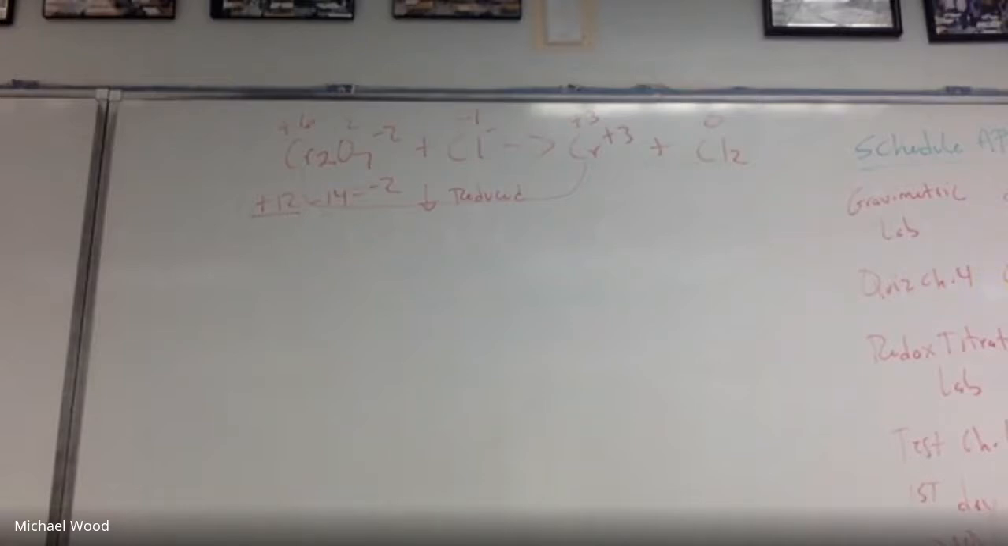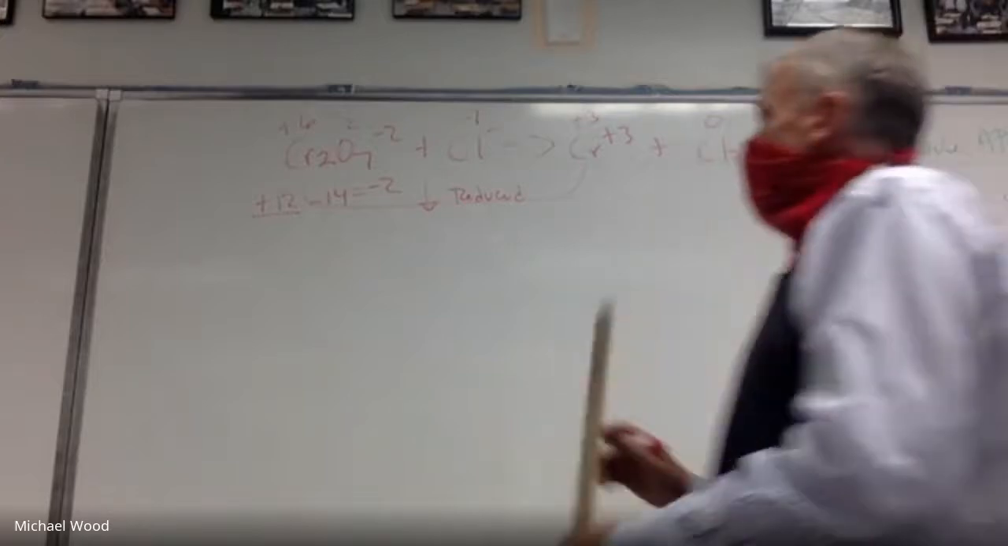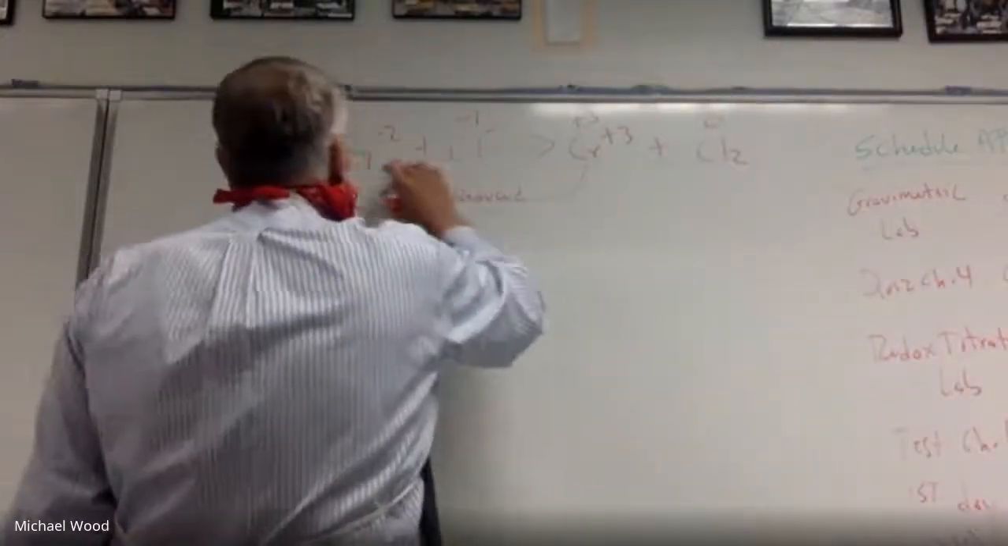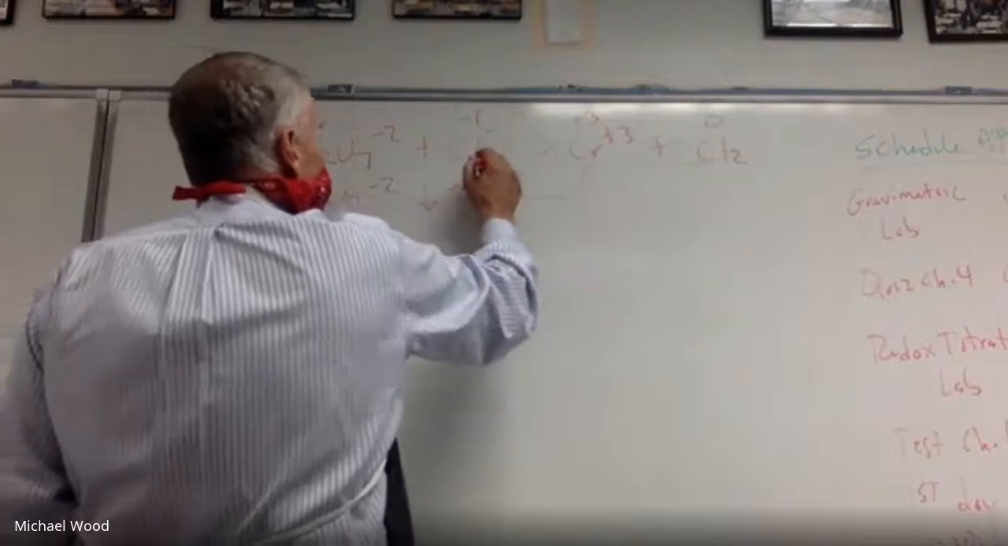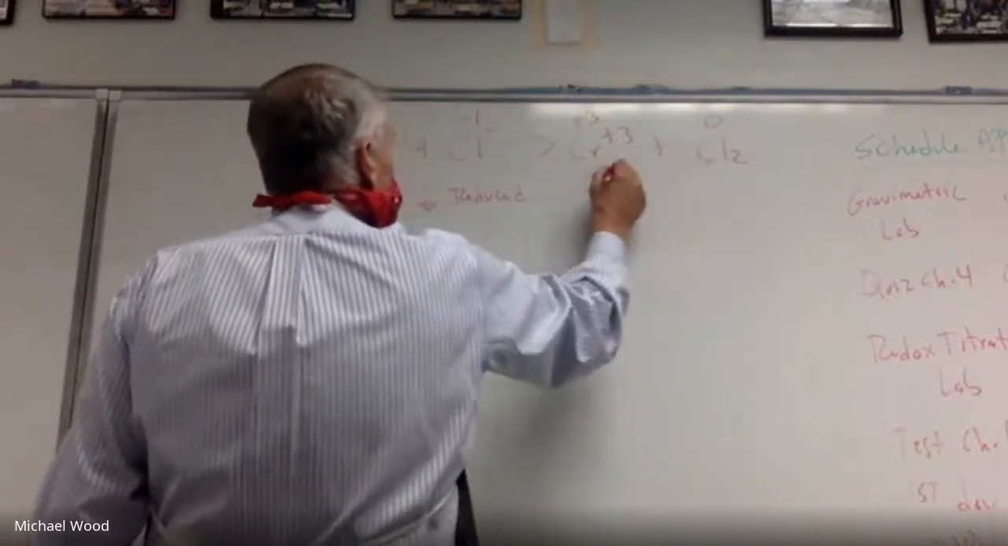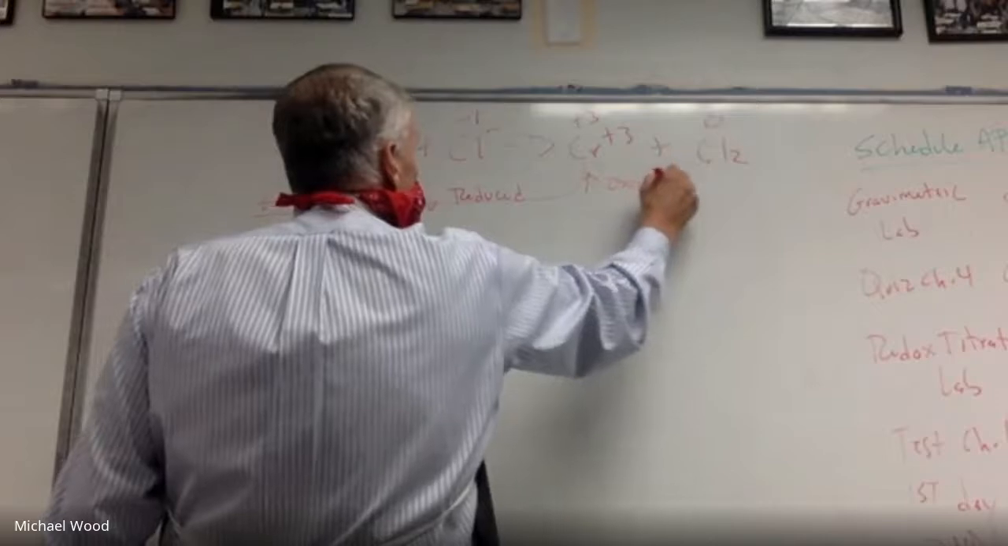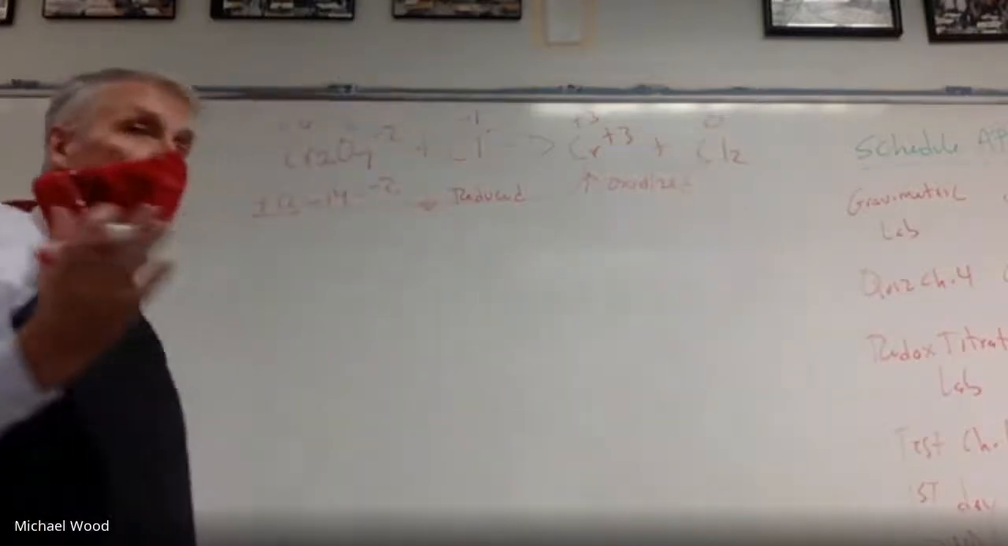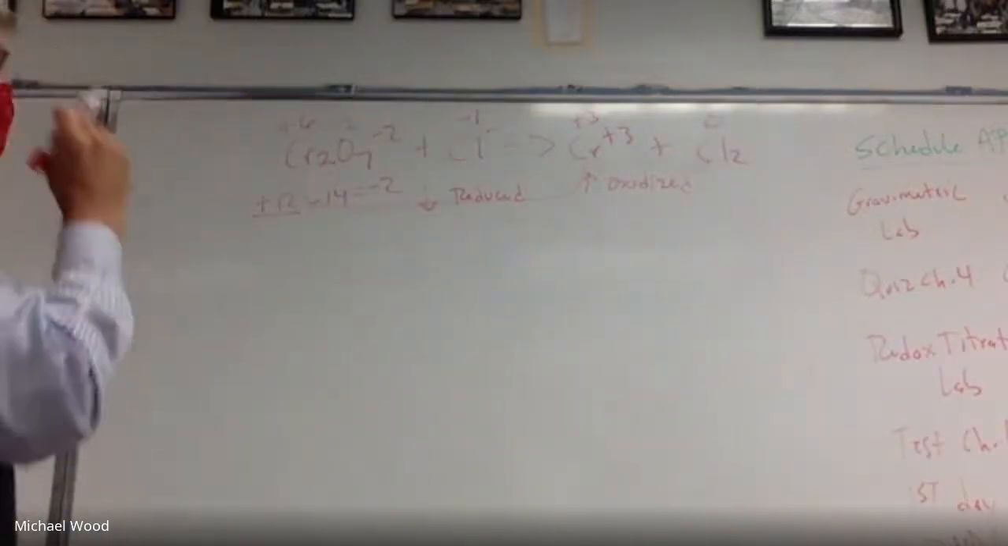The same principle here is another one down, was reduced. Oxygen's not even over here, but chlorine is. It went up, which means it was oxidized. So that's always my first step: I figure out what's been oxidized and what's been reduced.